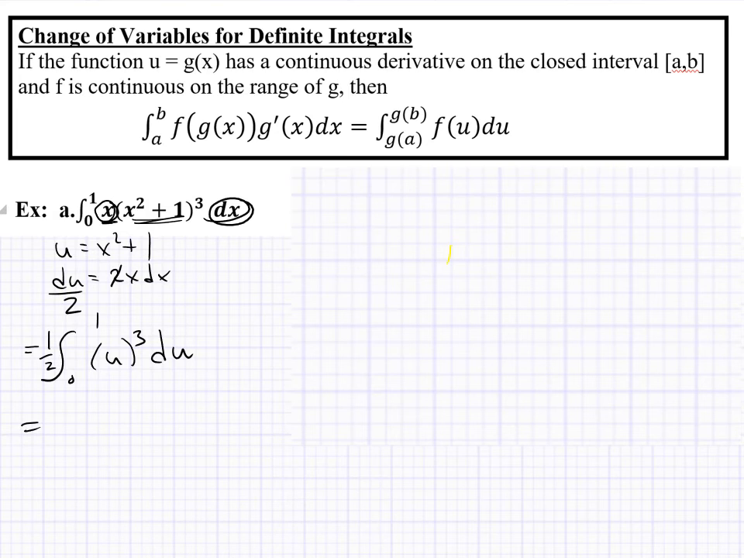Now, do my integration to find the antiderivative. So this 1/2 is here. I'll add 1 to the power, divide by that new power, right? I'm not going to put plus c on the end of this because I know I'm going to do a definite integral.